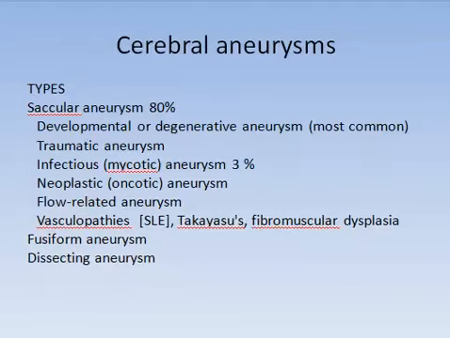Cerebral aneurysms are saccular in 80%. This could be developmental, degenerative, trauma, infection, meaning mycotic, neoplastic, oncotic, flow-related aneurysms, and vasculopathies like systemic lupus, Takayasu, fibromuscular dysplasia, fusiform aneurysm, and dissecting aneurysm.